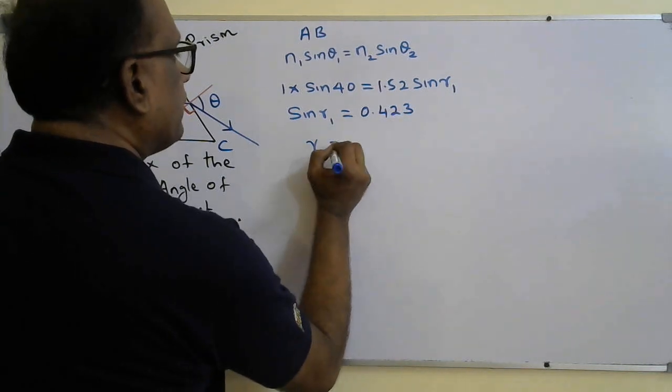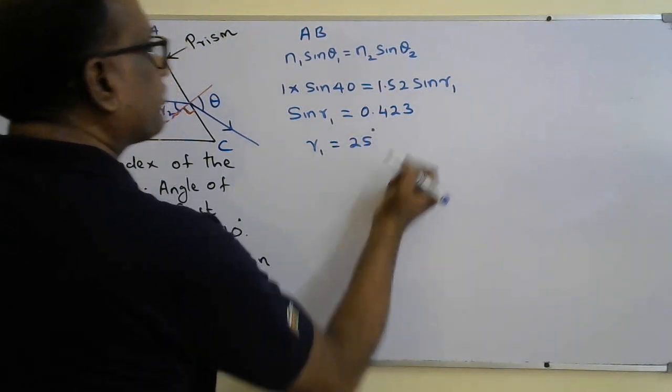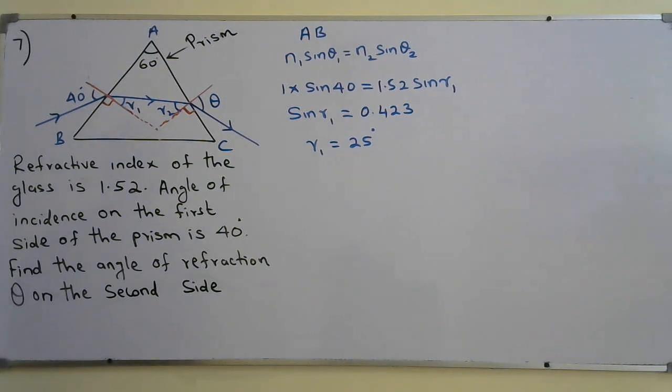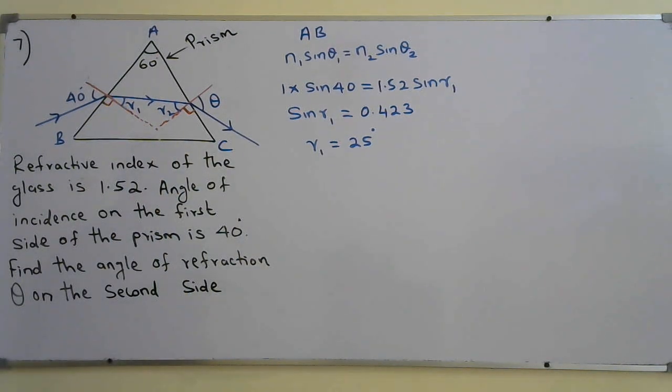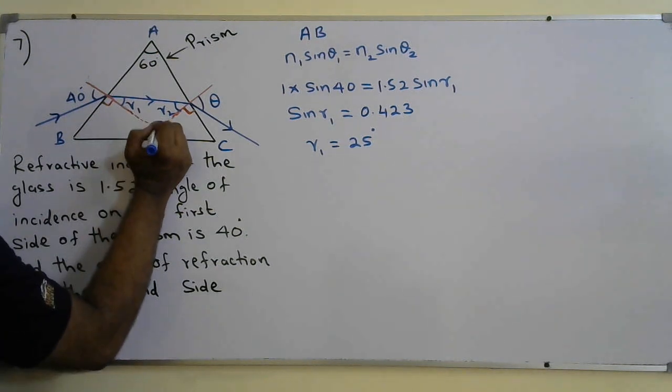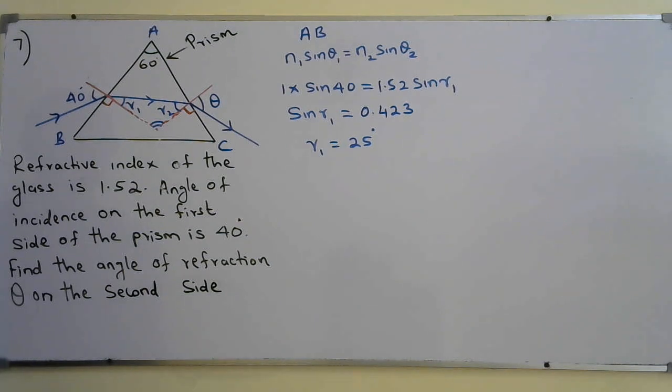So R1 will be equal to 25 degrees. Find the sine inverse, and you will get R1 as 25 degrees. Okay, so now we'll find this angle.